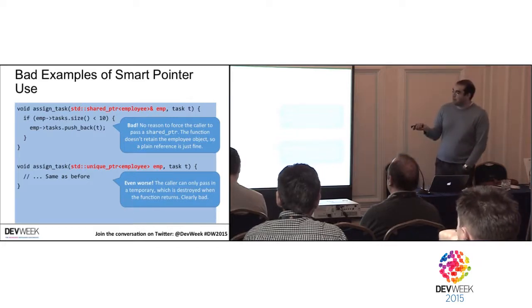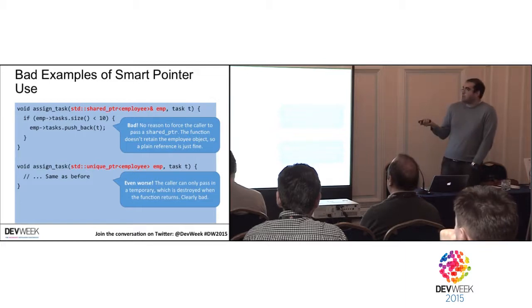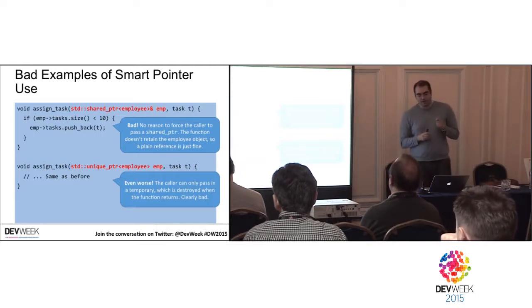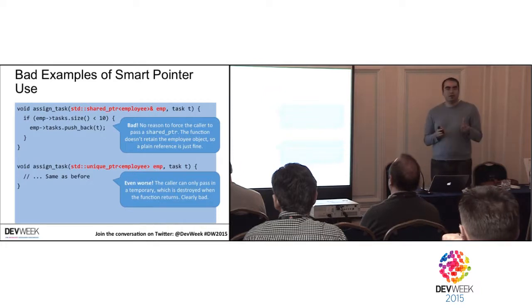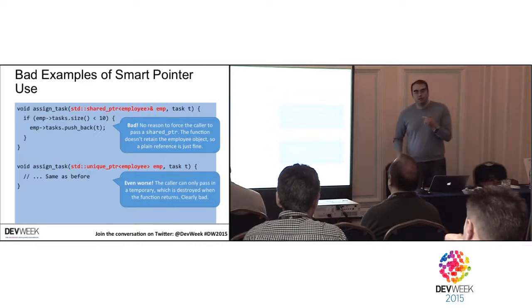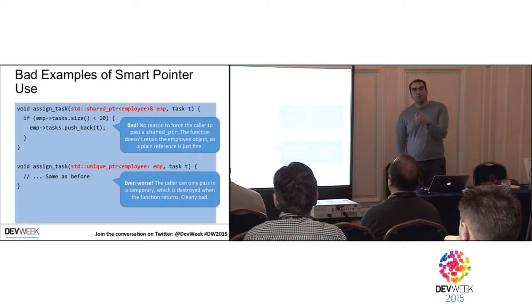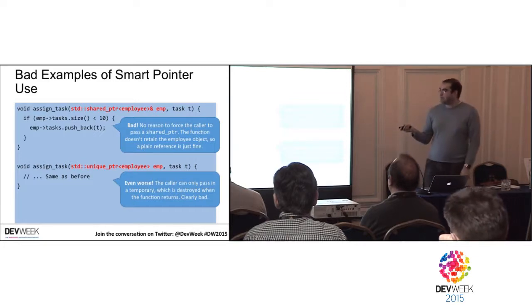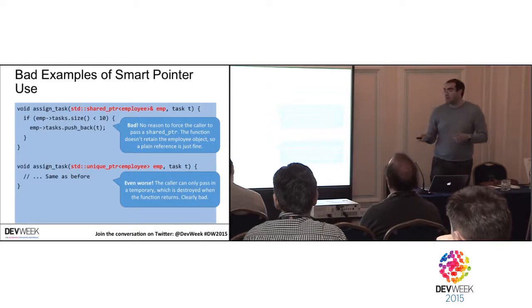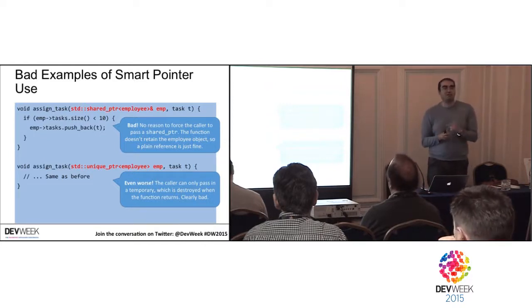The other example down here is even worse. It's just the same assign task, but this time we're passing in, by value, a unique pointer to an employee. Again, no reason for this function to take a smart pointer, we already agreed on that. But in this particular case, it's even worse than before, because unique pointer implies transfer of ownership. If this function takes a unique pointer by value, it means it takes ownership over that employee object. And so it is guaranteed that by the time the function returns, the employee is destroyed. And that probably wasn't the original intent.